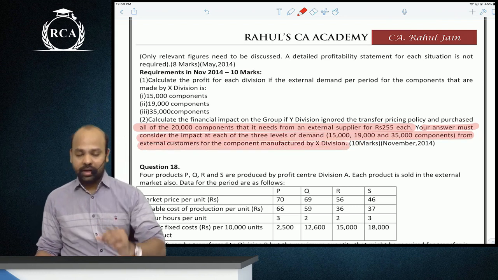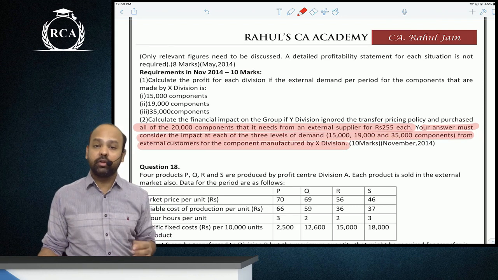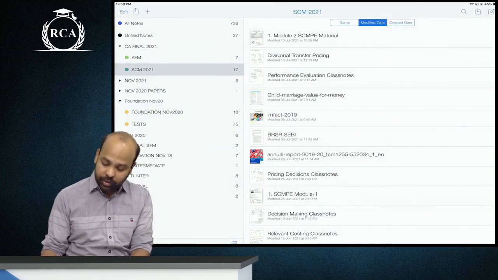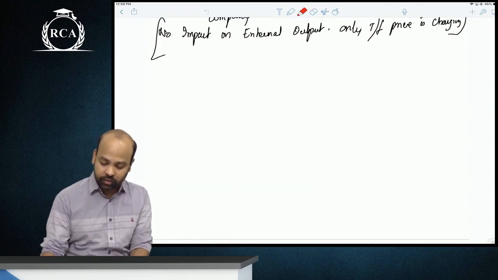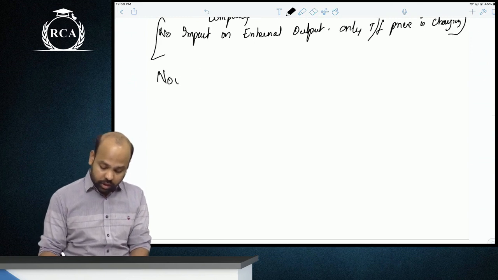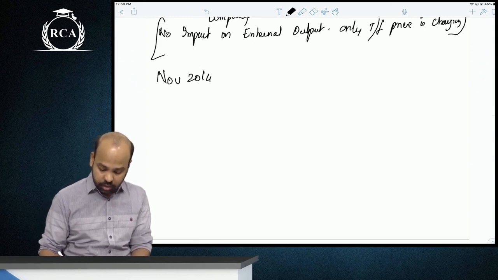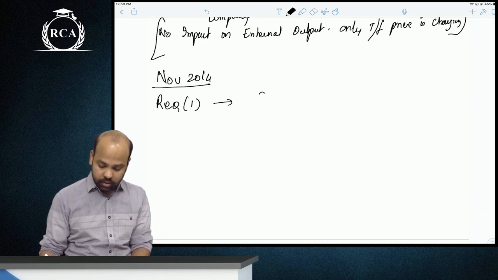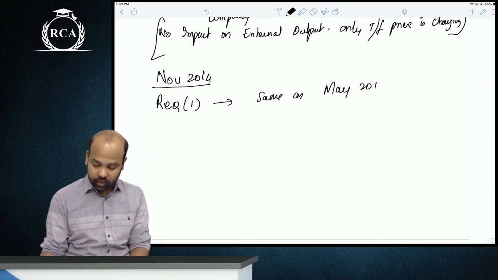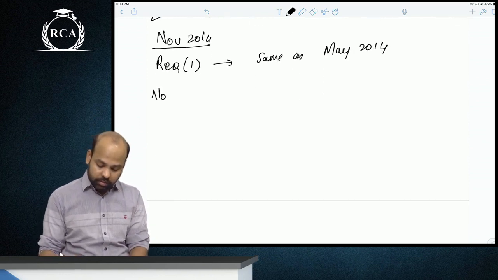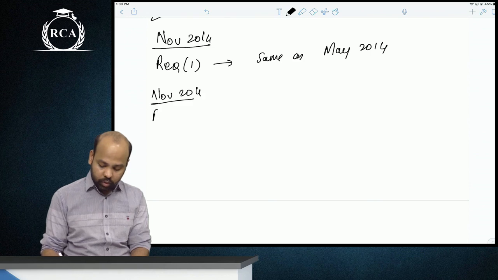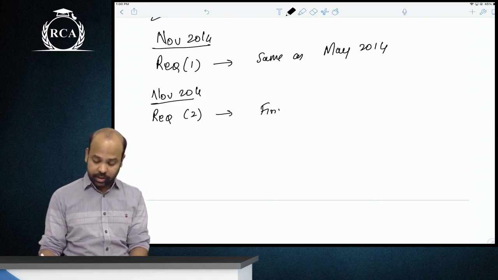So here it is telling us, beta, that there's an external supplier willing to supply us at 255 rupees, and we will have to consider the financial impact of that, guys. So November 2014, requirement 1 is the same as the May 2014 question. Okay. Now November 2014 requirement 2, guys. Requirement 2. That is financial impact.